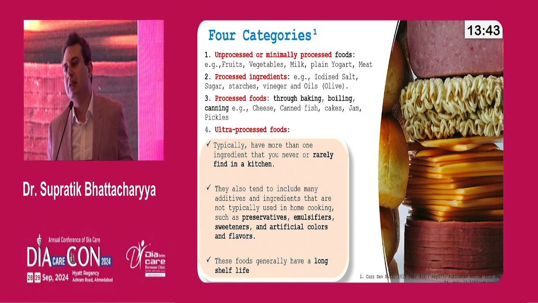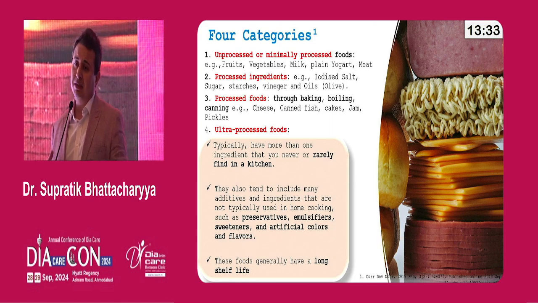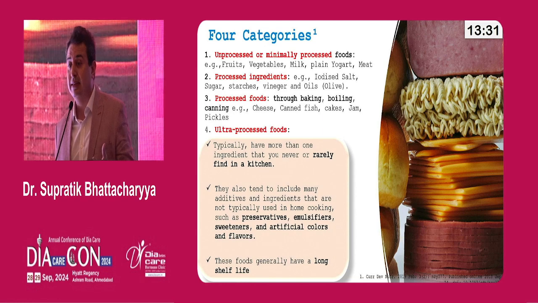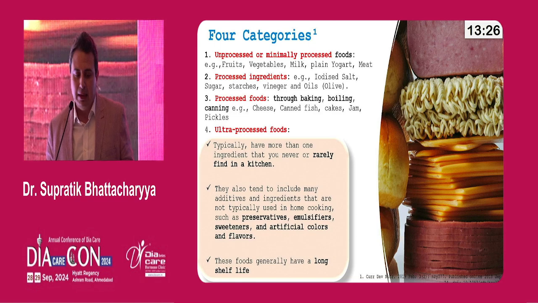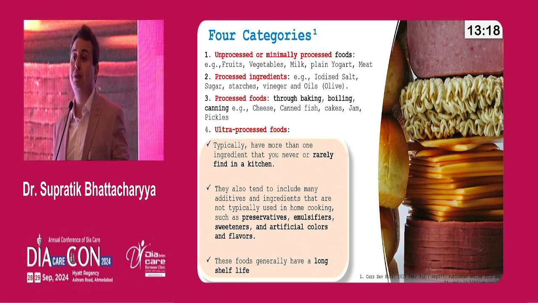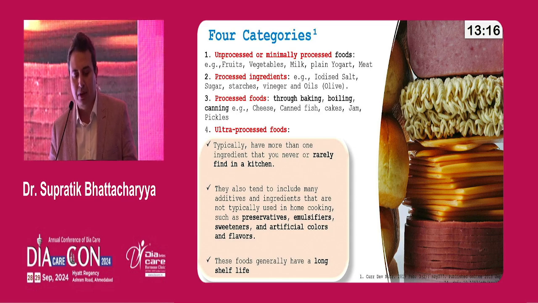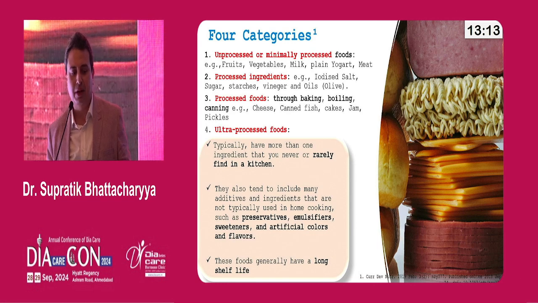We've been hearing from Dr. Kavita that in India, whether you go north, south, east or west, the carbohydrate representation on the plate is almost 60 to 70%, which is very different from our Western counterparts. So fruits, vegetables, and quality protein, these are the kinds of things we want plenty of. These fall under the category of unprocessed or minimally processed food. Plain yogurt, for that matter, and meat.